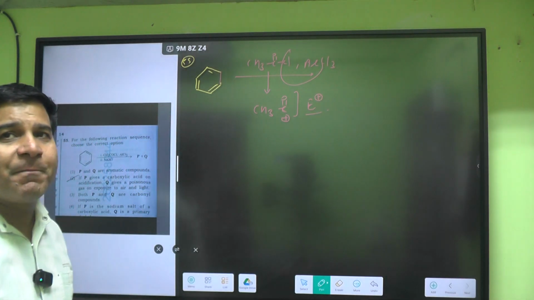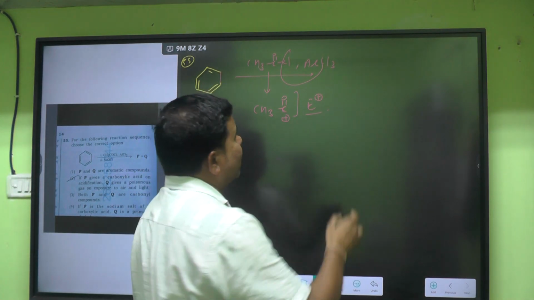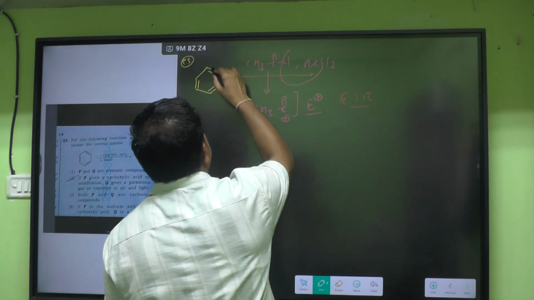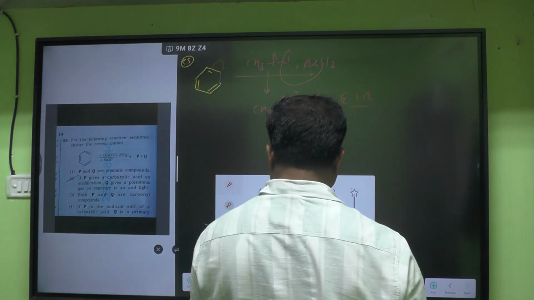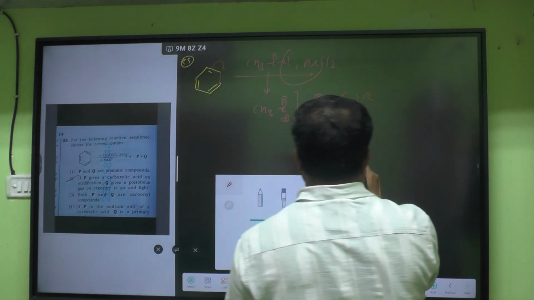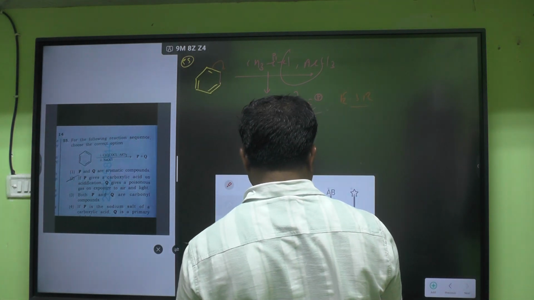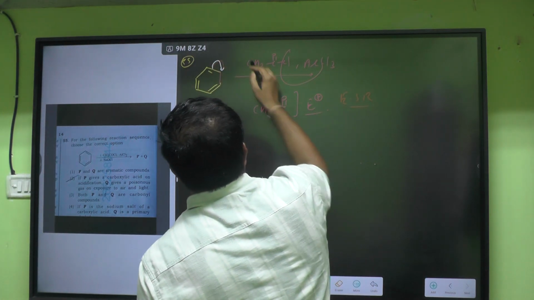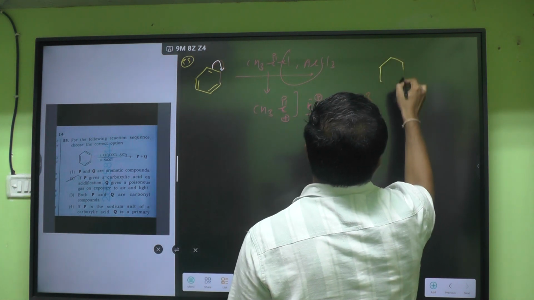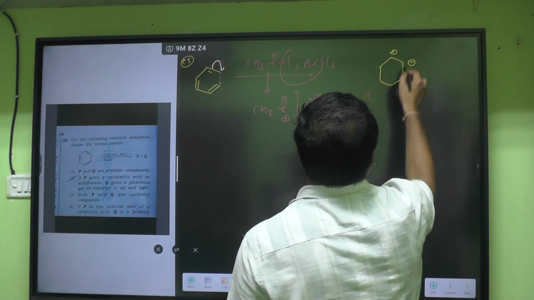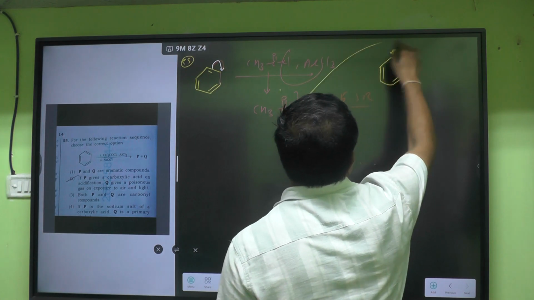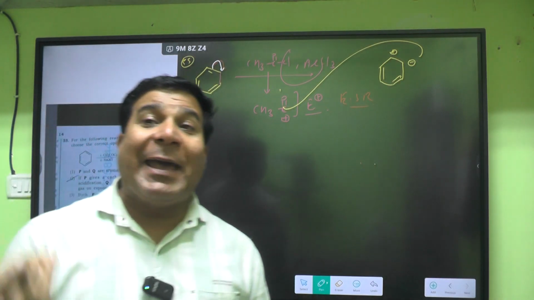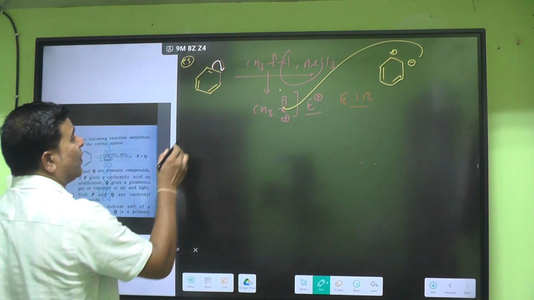What is the mechanism of this reaction? ESR, electrophilic substitution. The electrophile attacks, with shifting of this pi bond. So here is negative charge, here is positive charge, here double bond. The electrophile attacks on the negative charge, and a sigma complex is formed. Everyone knows the mechanism of ESR.